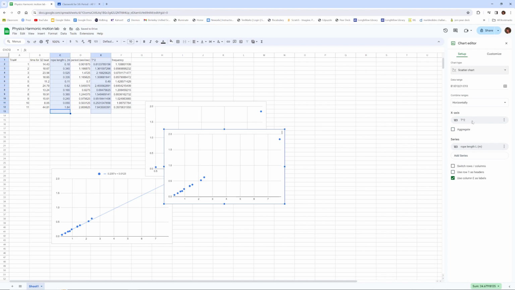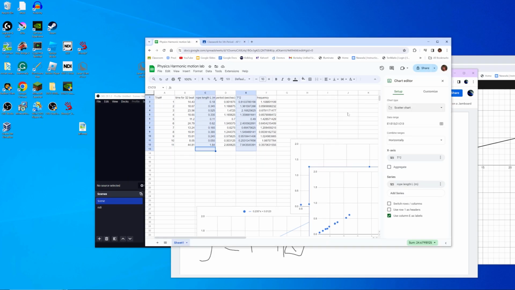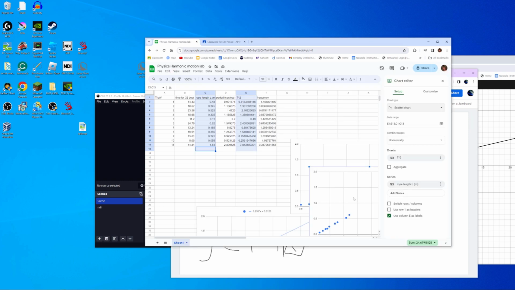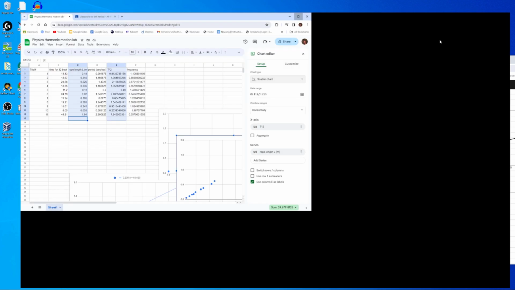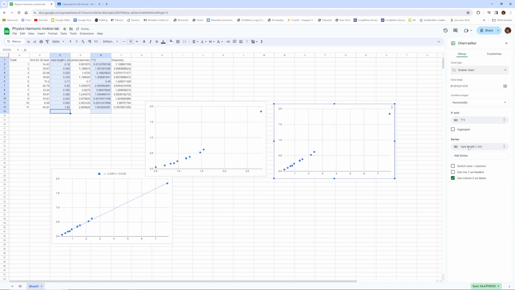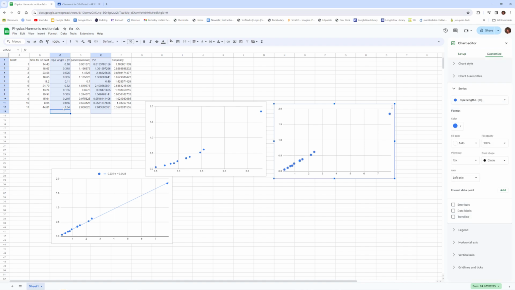Now to check what the x-axis is, let's go back to our drawing. We want the x-axis to be t squared, and the y-axis, they call it a series here, that's just up and down. We want it to be rope length in meters, and we can check that by looking at this point. That point looks like 1.84, so we are good.